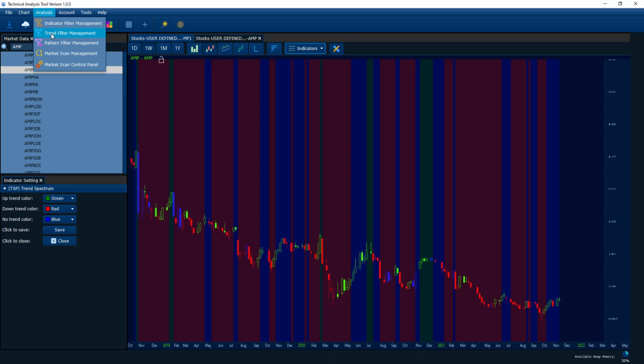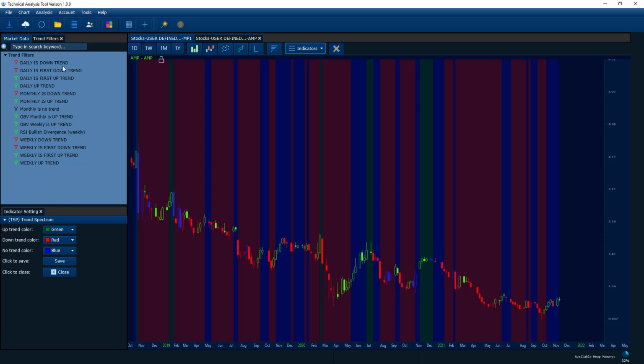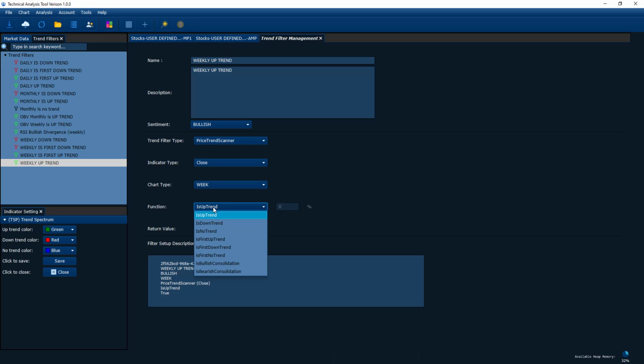So for the trend filter, if you click here, as you can see, it brings up the trend filter manager. I already created lots of filters here. Let's open any one of them. If you double click, as you can see here, it's a weekly uptrend. Okay, that's a typo, it's a bullish sentiment. What I'm doing is a price trend scanner. This trend scanner means the TSP, the trend spectrum, based on the closing price, weekly chart, and I want to see where uptrend is true.